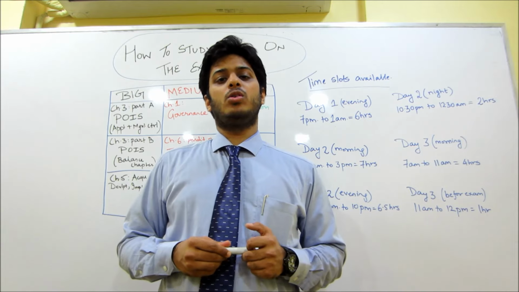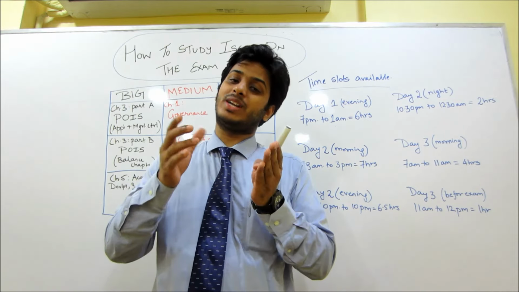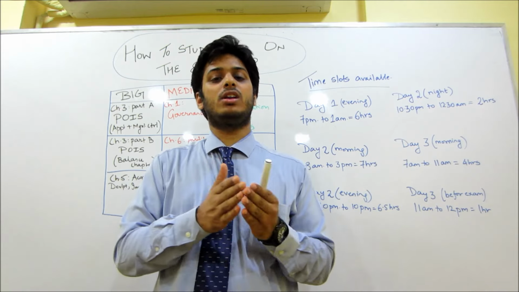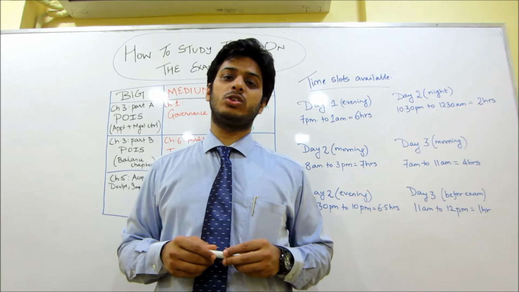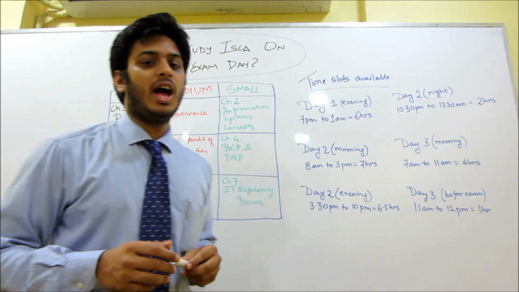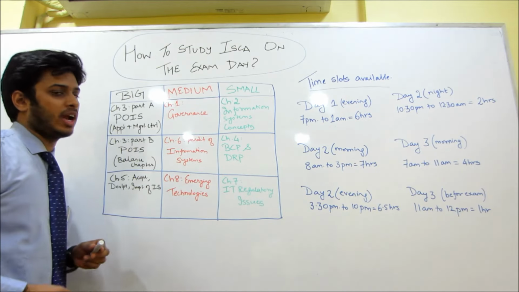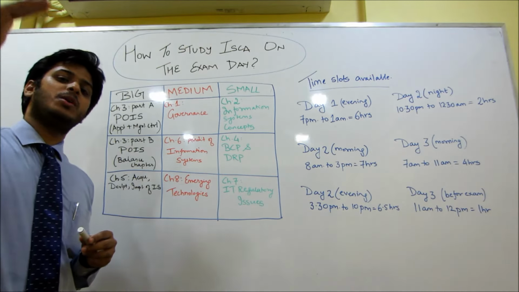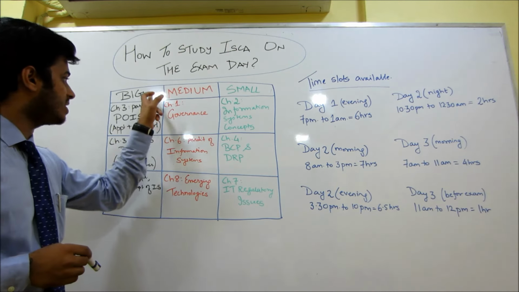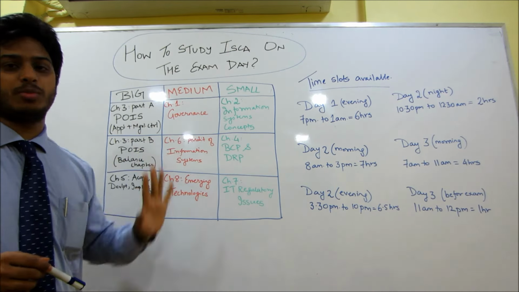Today I am going to tell you how you need to prepare the subject ISCA on the day of the exam, or after you come back from writing the costing paper. Let's see. I have divided the entire portion into 9 parts, which have been subcategorized into 3 main parts: big chapters, medium chapters and small chapters.